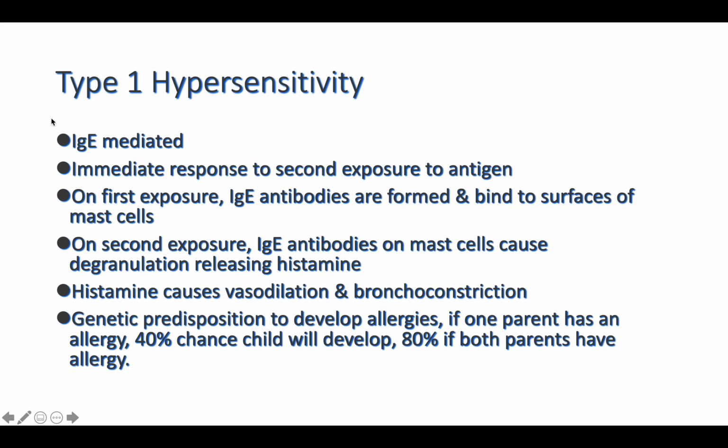If one parent has an allergy, there's a 40% chance a child will develop one, 80% if both parents have the allergy. So my mother was allergic to a lot of antibiotics, and I'm allergic to penicillin and sulfa and now Macrodantin and erythromycin, which I took for years. So I'm ridiculous when it comes to antibiotics. My son is allergic to only sulfa, and my youngest daughter is allergic to everything I'm allergic to. But then I have one daughter who's allergic to nothing. So there you go.